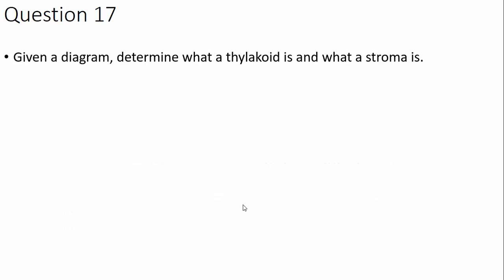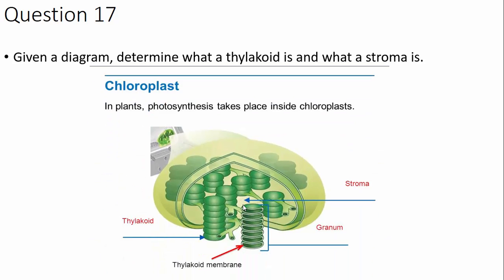All right, number 17, getting close to the end. Given a diagram, determine what a thylakoid is and what a stroma is. So this is a diagram. It's very similar to what will be on your test. Not the exact diagram, but it'll be very, very similar. So the thylakoids, remember, are the individual pieces, and the stroma is the open space. And just to review, the grana are the stacks of thylakoids.